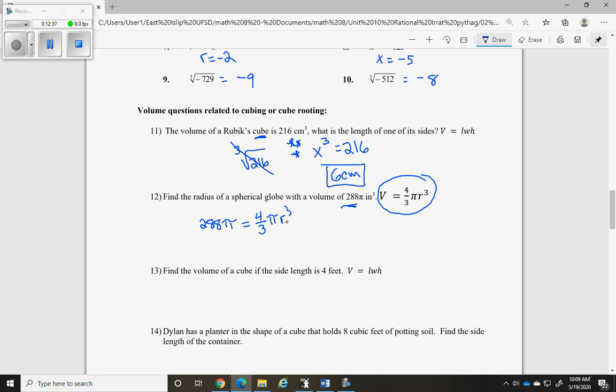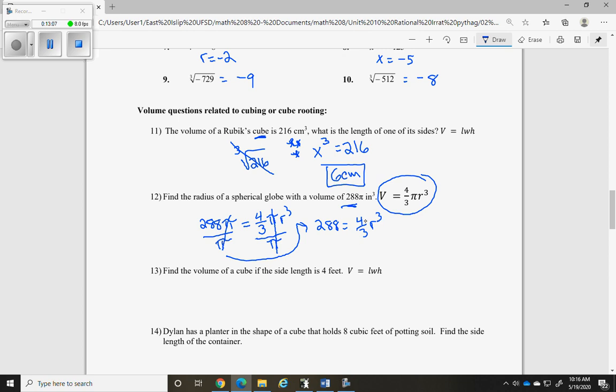I'm trying to find the radius. So I actually feel like dividing both sides by pi first. Remember, I'm trying to solve for r, so I'm trying to get it by itself. So if I divide by pi here, it's gone. And if I divide by pi here, it's gone. So that's why it's nice to have an exact answer, because now I just have 288 equals 4/3 r cubed.